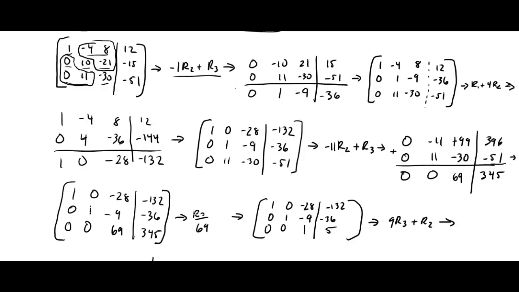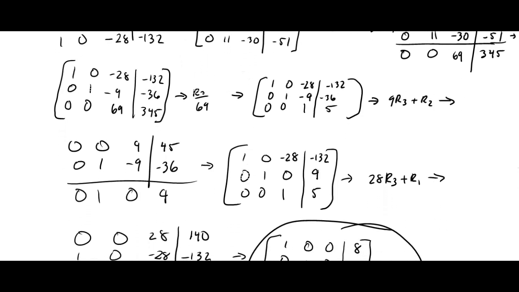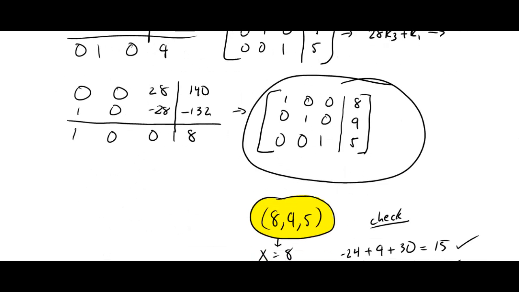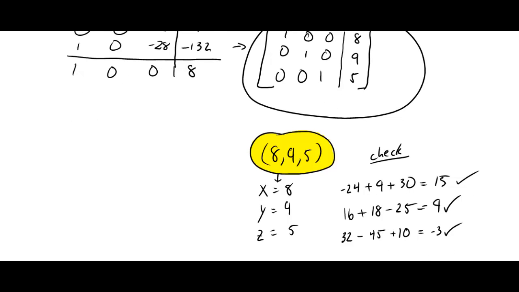Once you go through all these operations, you eventually come up with this matrix, which I'm going to skip down to for the sake of time: 1, 0, -28, 0, 1, -9, and 0, 0, 1, equal to -132, -36, and 5. Then you do a few more operations on these matrices, and eventually you end up with 1, 0, 0, 8, 0, 1, 0, 9, 0, 0, 1, 5. That means x is equal to 8, y is equal to 9, and z is equal to 5. Your solution will look like this, and you can check your work right here, and it in fact does add up. That is how you solve a matrix using Gauss-Jordan elimination.